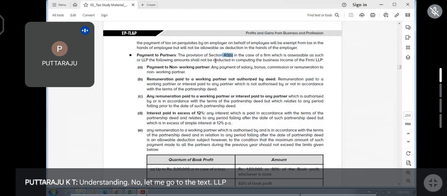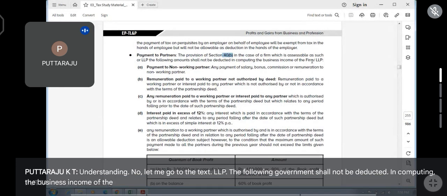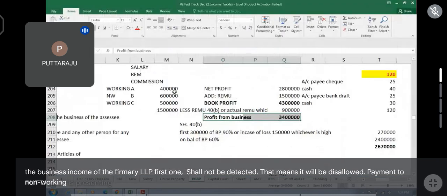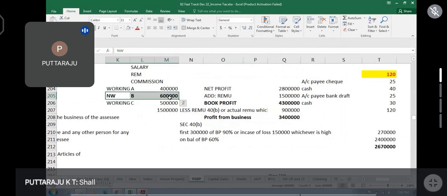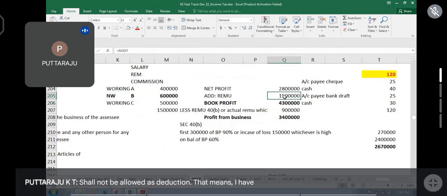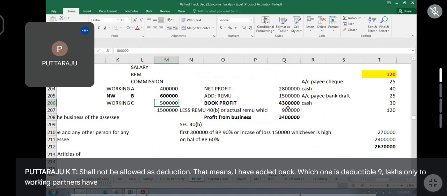LLP. The following amounts shall not be deducted in computing the business income of the firm or LLP. First one, shall not be deducted. That means it will be disallowed. Payment to non-working partners shall not be allowed as deduction. That means I have added back. Which one is deductible? 9 lakhs only to working partners I have deducted.